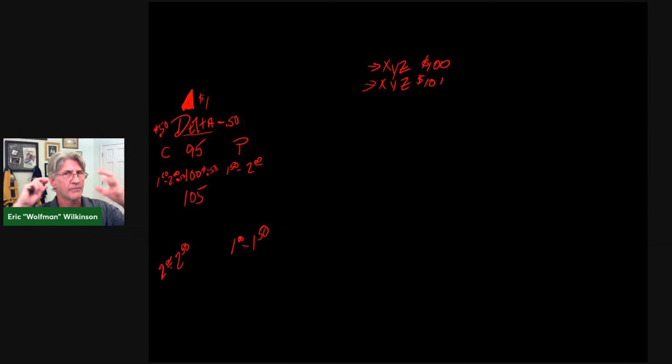Now, put your thinking caps on real quick. If the underlying moved down by $1, a negative times a negative put delta would make that a positive. So if the underlying moves down, those deltas become positive to your position. So underlying moves down, those options increase.